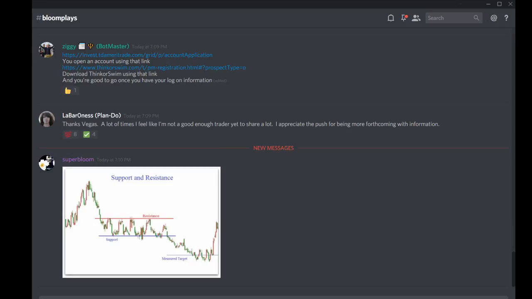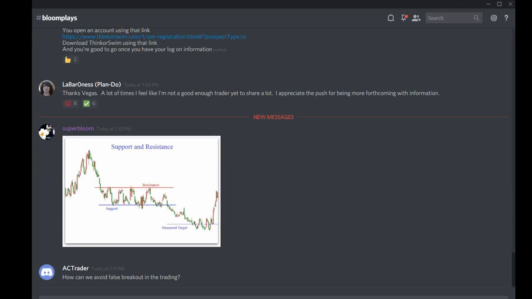Support and resistance, really quick at the bottom line there. Support is generally an area. On this picture it's a line, but it's actually buying pressure. Okay, that's critical in learning this. It is buying pressure. There is demand. In technical analysis it is also known as the demand zone.